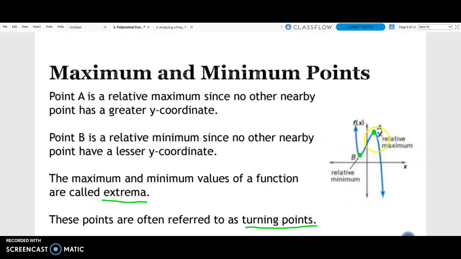And point A right here is a relative maximum, since there's no other point nearby it that has a greater y value. Point B is going to be a relative minimum, since there's no y value that is less around it. It's not an absolute maximum or an absolute minimum, but it is relative to the points that are very close to it. It's always going to be the top of a hill or the bottom of a hill. So those are called turning points or extrema.